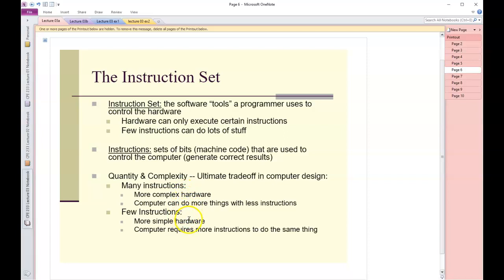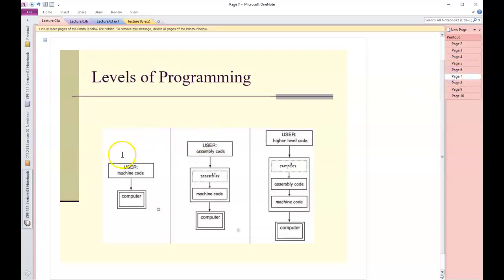If you have fewer instructions, generally speaking, the hardware is simpler, but the computer is going to require more instructions to get a certain task done. So this is a RISC processor, reduced instruction set. It is kind of on the simple end of things, which is good because we have to implement these instructions, as you'll see later. This is a reminder of the 3 levels of programming.